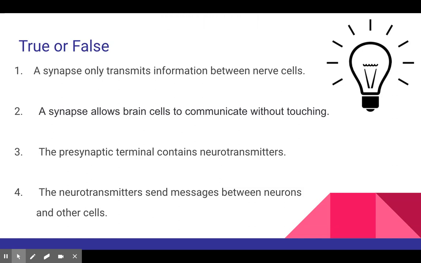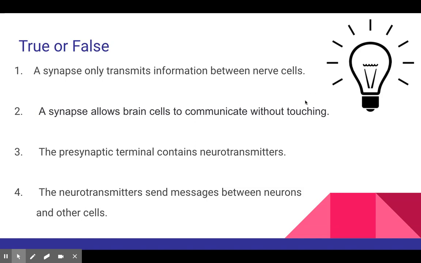So let's go over our answers. The first one says a synapse only transmits information between nerve cells, and that answer is false. It can transmit information between nerve cells with a muscle cell and nerve and gland cells as well. The second one says a synapse allows brain cells to communicate without touching. And that's absolutely true. The synapse is the gap between the cells so that the cells do not actually have to come in contact with each other.